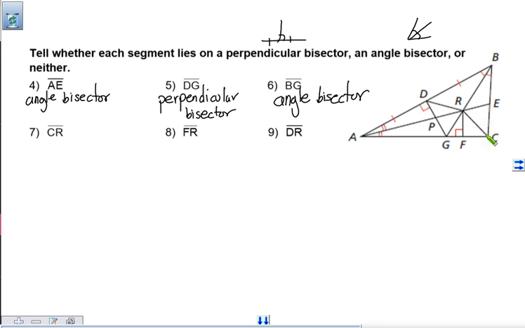Next up, we're looking at CR. CR, we have no right angle, and when we go to the corner, there are no arc marks, so this is a neither. Next up, we're looking at FR. We have a right angle. We need to look at the side and see if it gets split in half. And it's not getting split in half. It's not getting bisected. So this is not a perpendicular bisector. And this doesn't go to one of the vertices, so it's not an angle bisector either. This is neither.